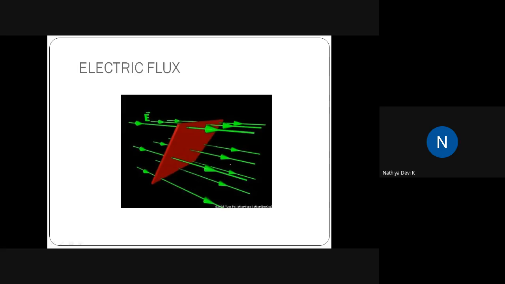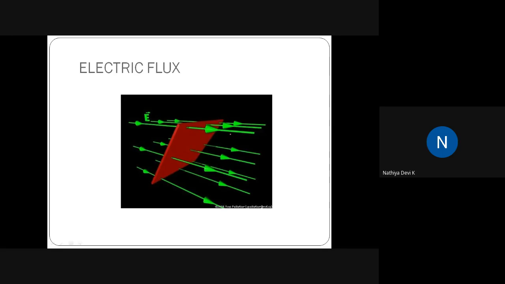Let's define the electric flux. Electric flux is nothing but these lines, due to the electric field. The electric flux is going along the green lines, which are electric lines. So flux is also called electric lines. Flux is called lines.